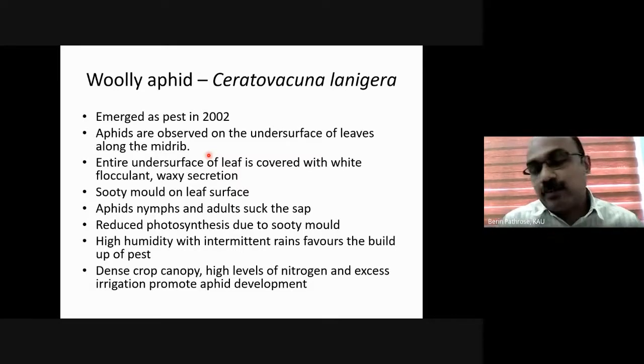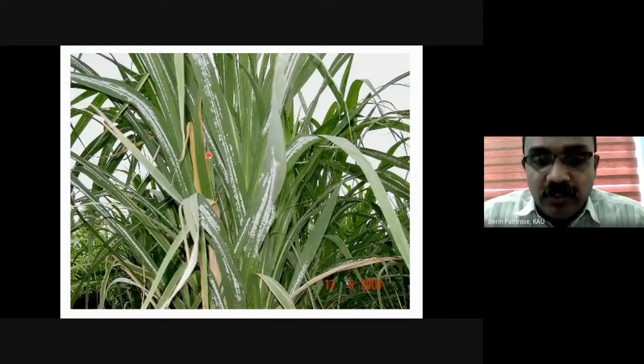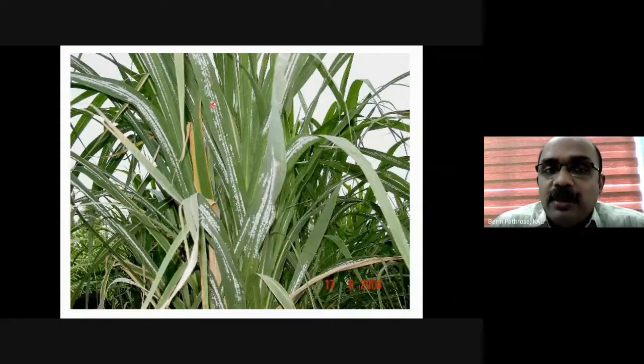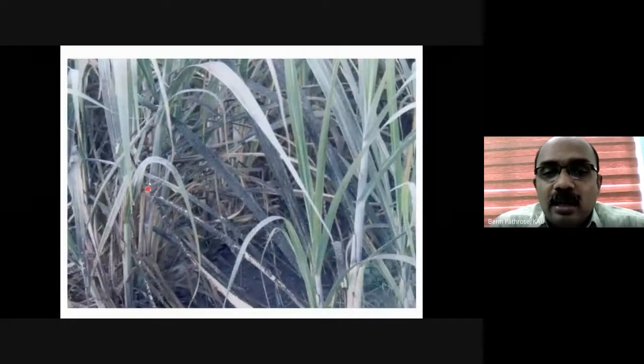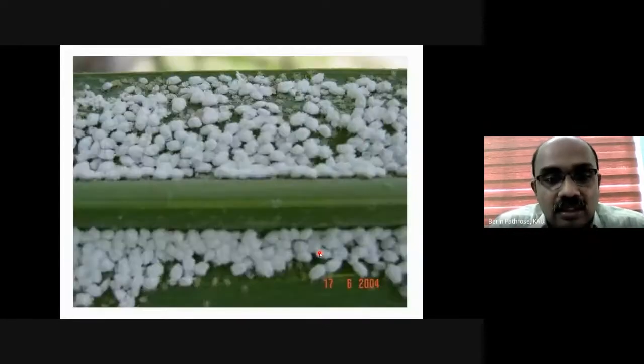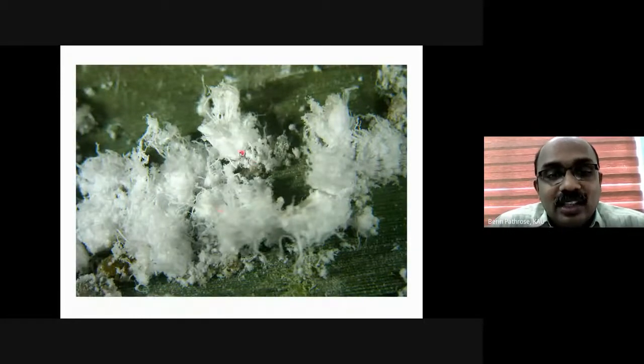So this is with respect to woolly aphid. We will see the management, but before that I will show you. Here you can see the undersurface of the leaf. This is the midrib. Initially, the aphids are on either side of the midrib. You can see the entire upper leaf surface is covered by sooty mold, completely blackish in nature. On either side of the midrib you can see aphids covered with white waxy flocculent secretion. We can see a close-up of this white waxy secretion.